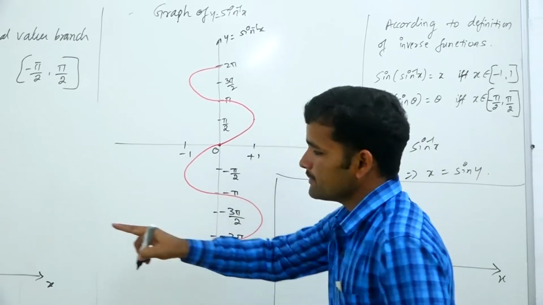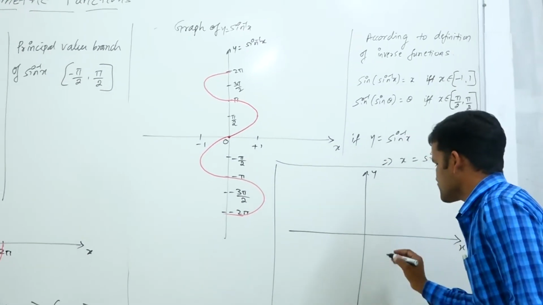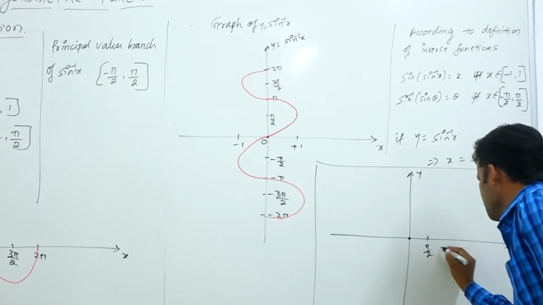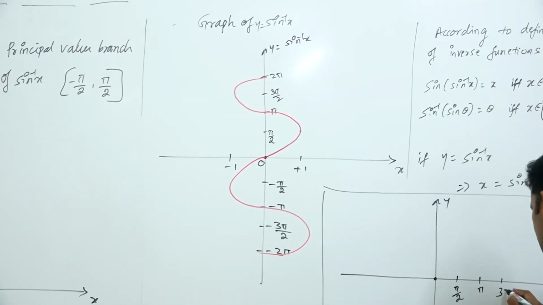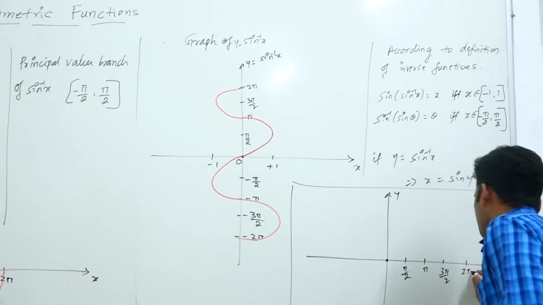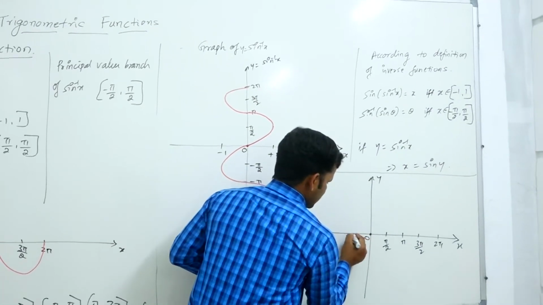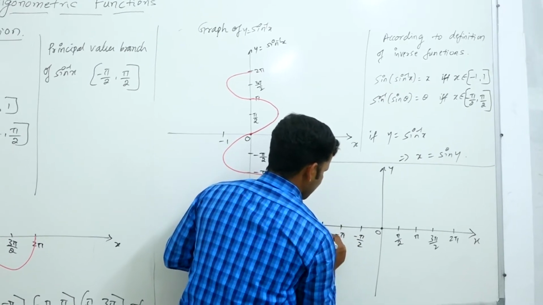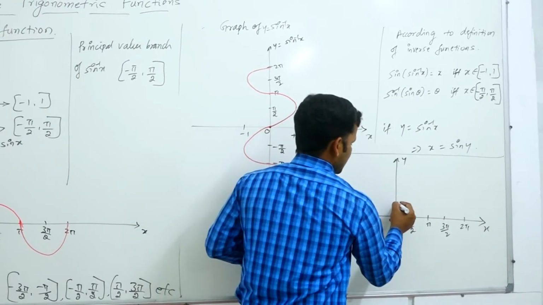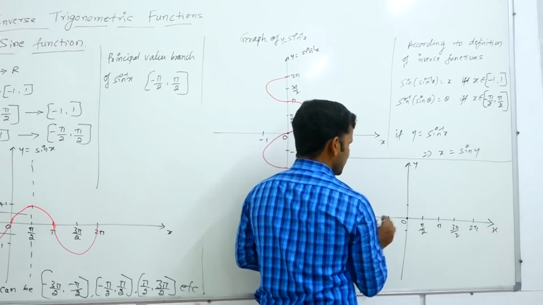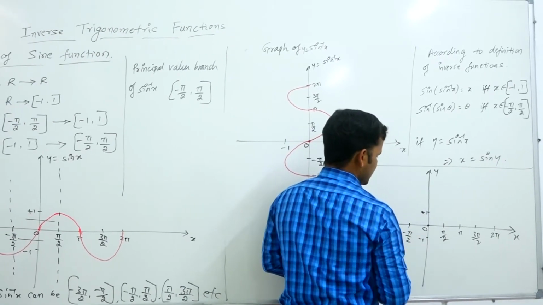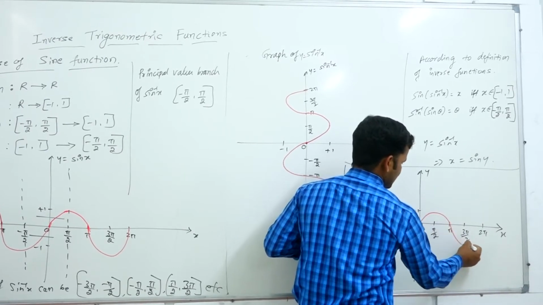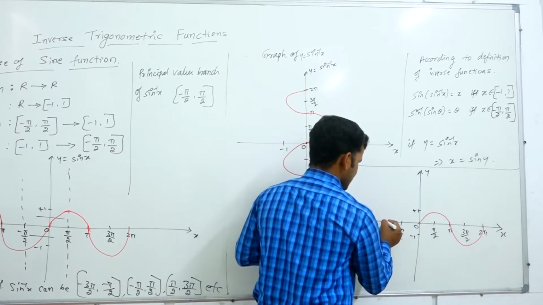See, let me draw the graph of y is equal to sine x first. Pi by 2, pi, 3 pi by 2, 2 pi. Here it is 0, minus pi by 2, minus pi, minus 3 pi by 2. Somewhere here 1, minus 1. Draw the graph of this. Graph of this takes the form like this.